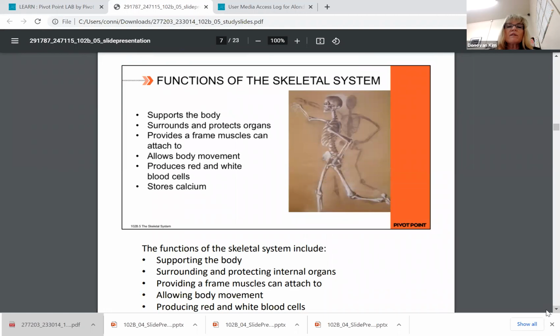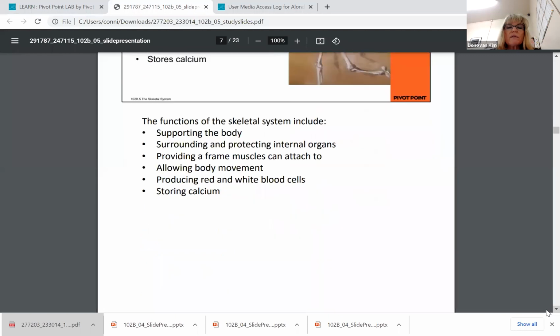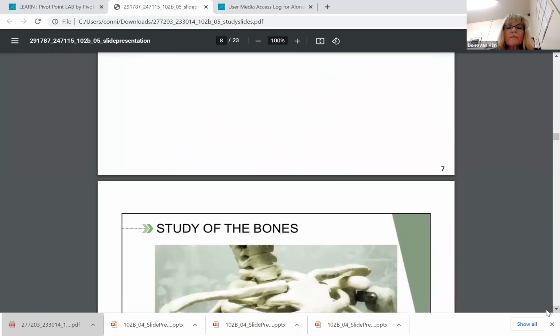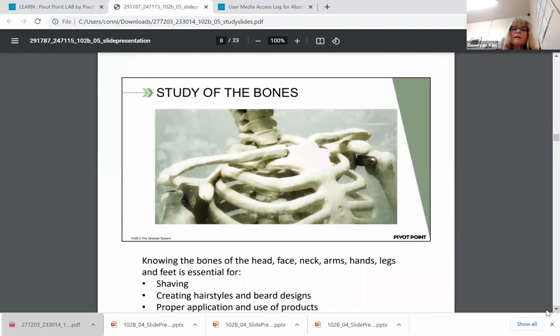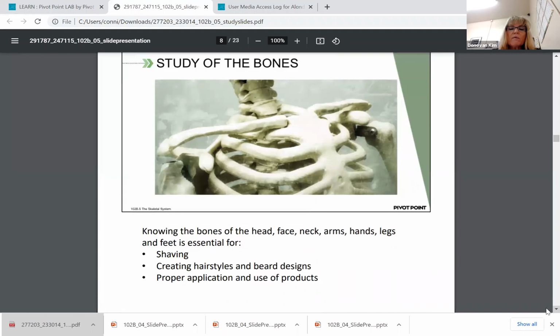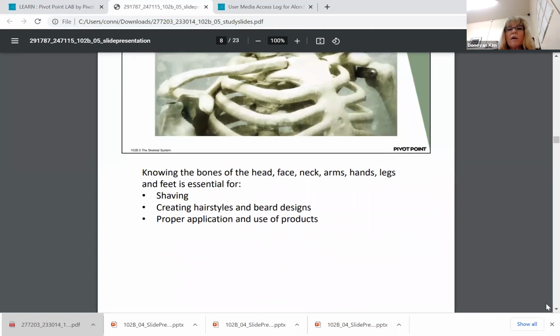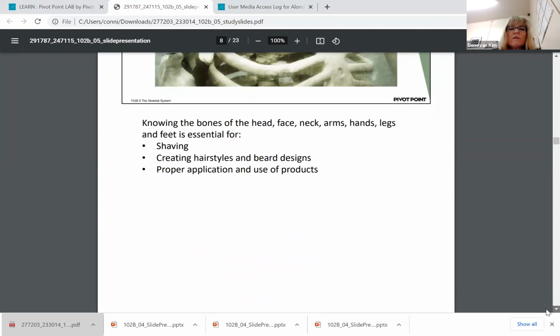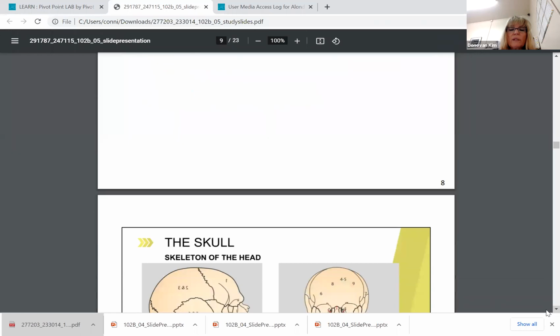So your skeletal system, it has functions. These functions are to support your body, protect organs, provide a frame for muscles to attach, allow your body to move, produce red and white blood cells, and store calcium. That's what your skeletal system does. So again, study of the bones, right? Skeletal system osteology is your study of the bones. So why do you need to know it? Because you do haircuts, you do shaving, you do beard styles, you do facials. So we need to know where all of these are at.